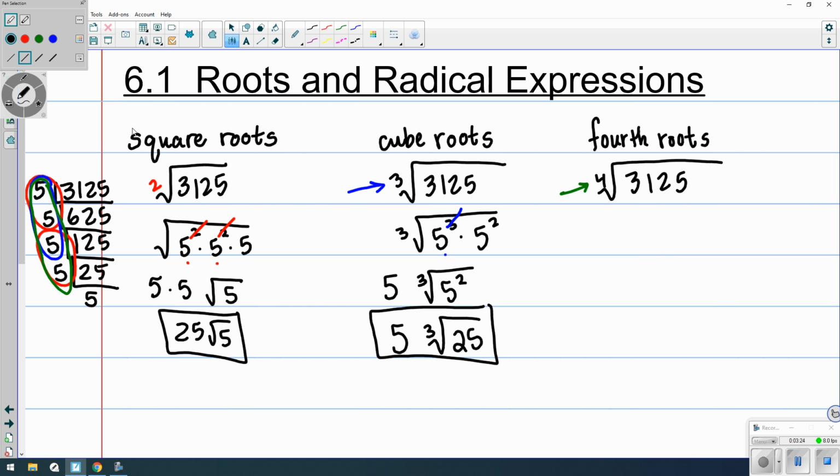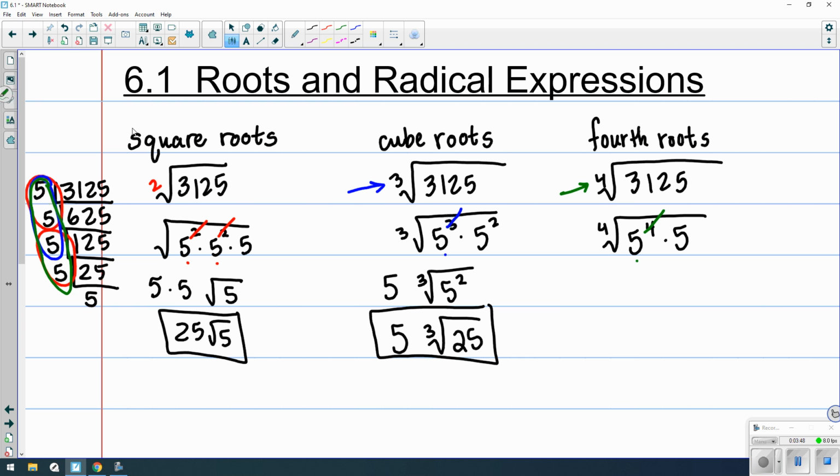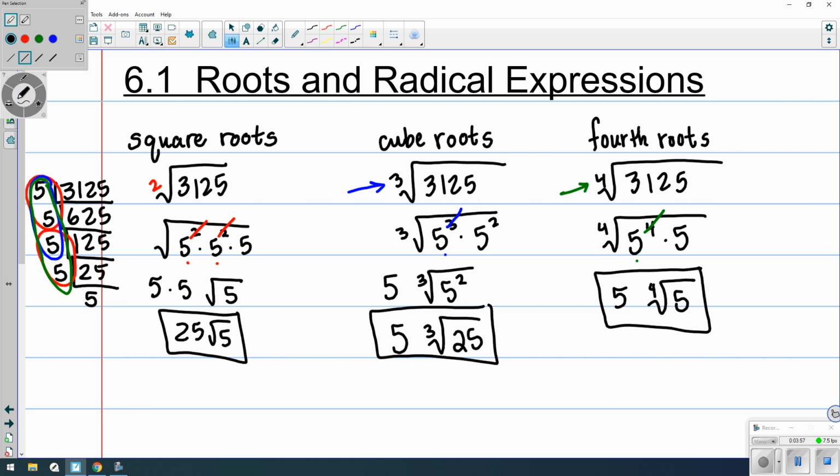And actually I can. So I'm going to rewrite this as the fourth root of 5 to the fourth power times, I had 1 5 left over, so I can just call that 5, or 5 to the first. So 5 to the fourth came from this circled group of 4 5s. Fourth root and the fourth power cancel each other out. And then my final answer will be 5 times the fourth root of 5. And I'm done there. I don't need to rewrite anything at all.